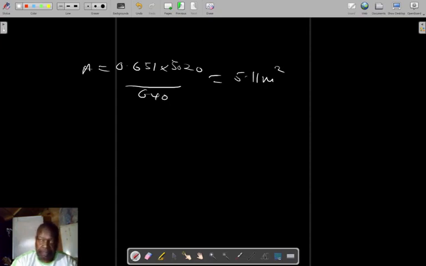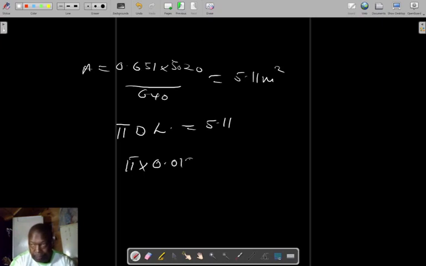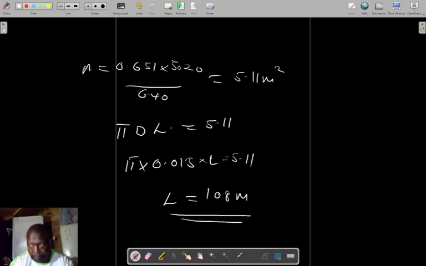But the heat transfer area is pi times d times the length of the exchanger. So that is equal to 5.11. So pi times d times L is equal to 5.11, which gives us a length of 108 meters. Thanks.